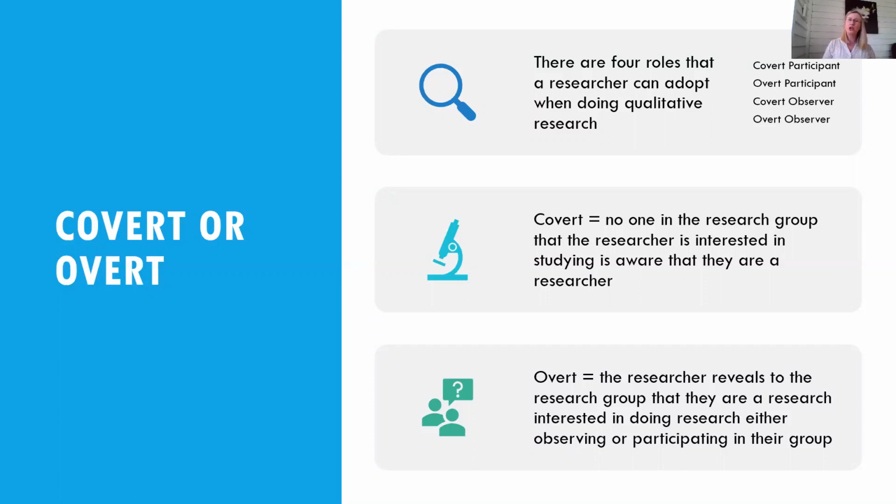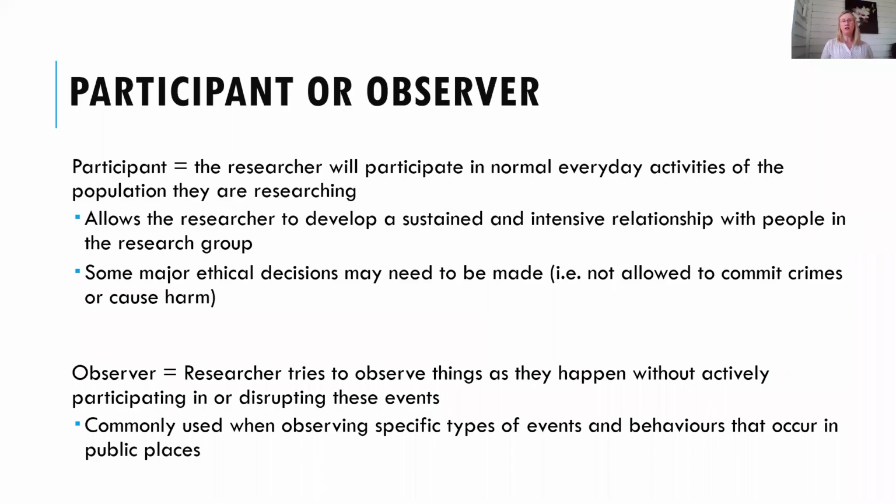Now, on the other hand, if we are an overt researcher, participant or observer, this means that it's well known that you're here as a researcher in a research capacity, and the people that you're observing know this. Now, what role the researcher takes in field research depends on the question we want to answer.